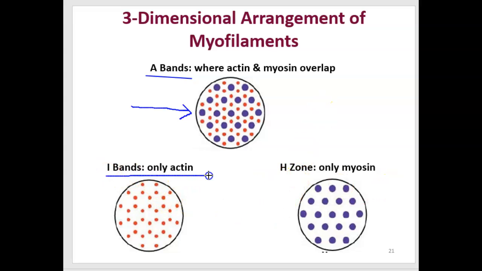If you look at an I band, you only have actin, and if you look at the H zone, you only have myosin.